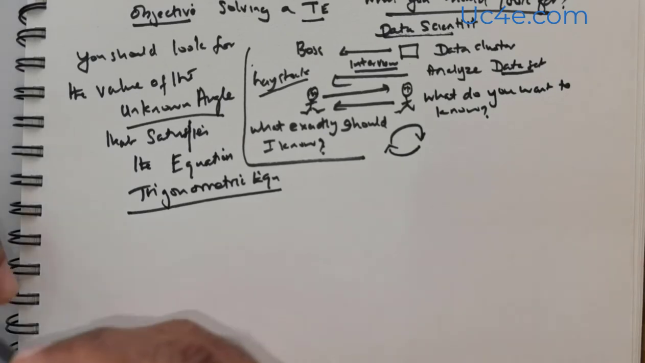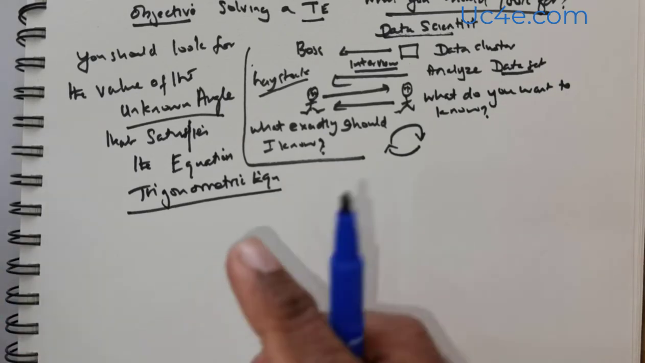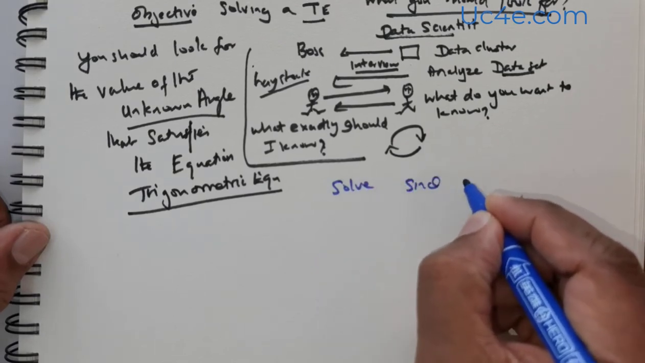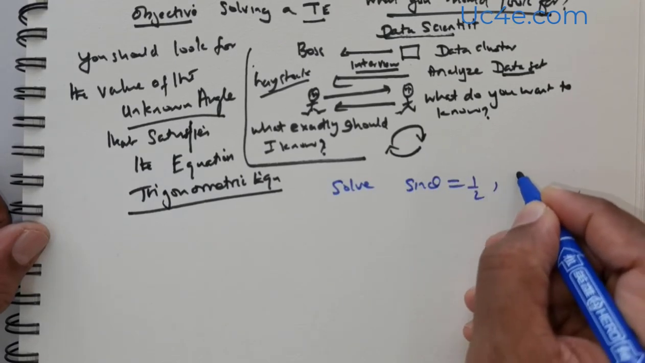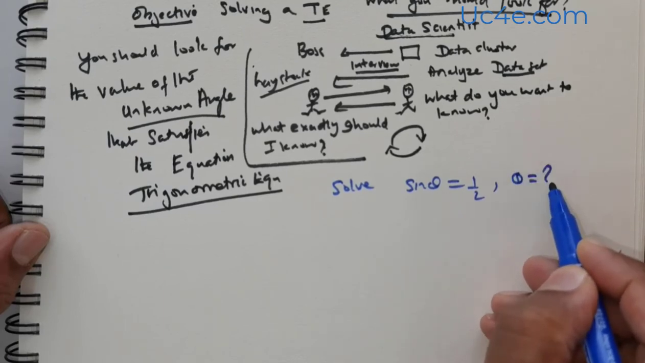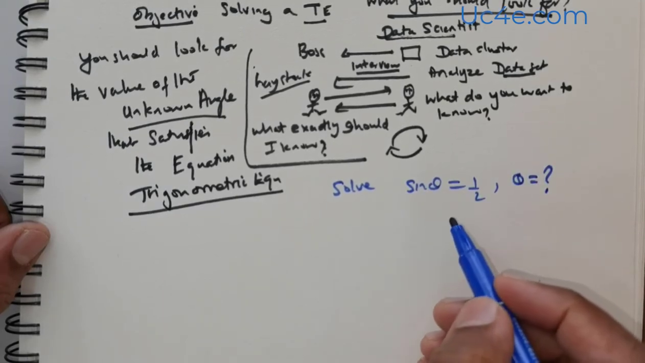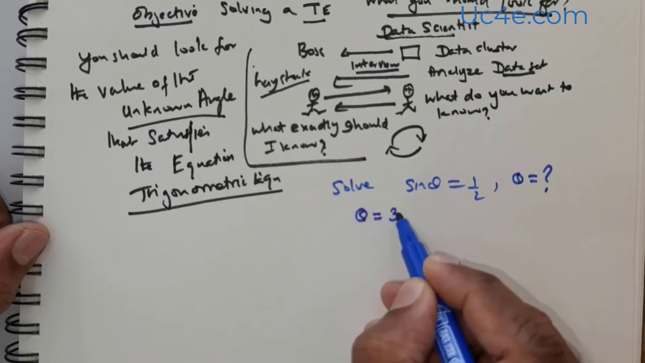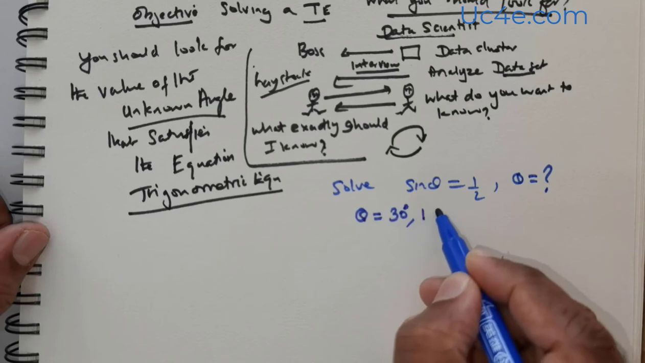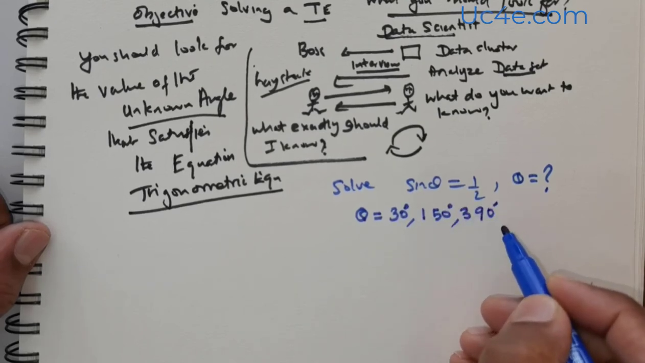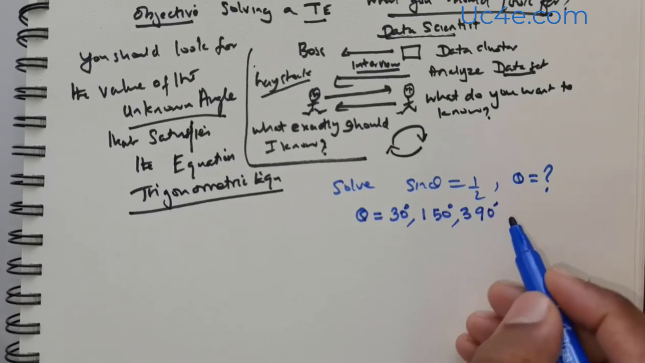Let me give you this illustration for better understanding. Solve sine theta is equal to 1 over 2. Now the unknown angle here is theta, and you're expected to find the values of theta. If you were to solve this, clearly you can see that theta can be 30 degrees, theta can be 150 degrees, theta can be 390 degrees, and so on and so forth.